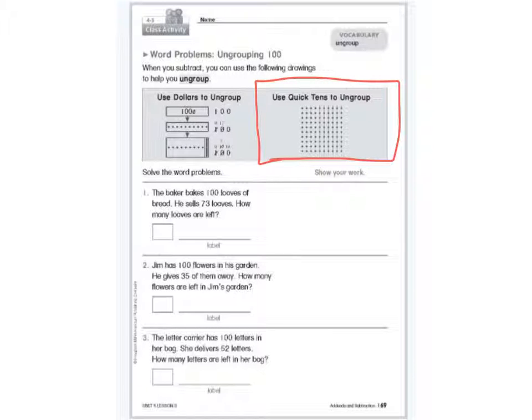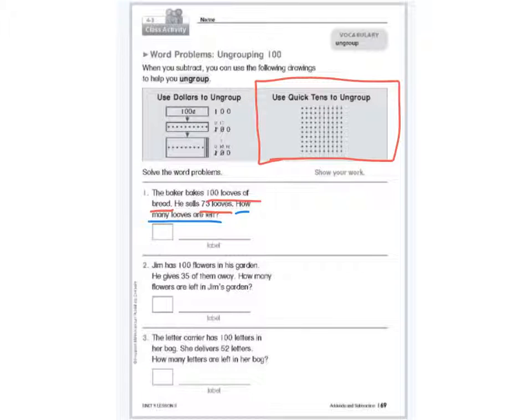So take a look at number 1. Let's read the information. The baker bakes 100 loaves of bread. I'm going to underline 100 loaves of bread. That's my total number of loaves of bread. And then he sells 73 loaves. I'm going to underline 73 because that's telling me how much I'm taking away. My question I have to find out is how many loaves are left. So I'm trying to find the leftovers.